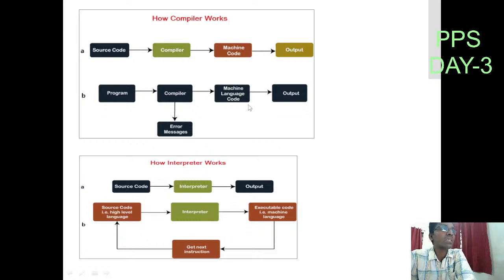So when comparing compiler and interpreter, the compiler takes less time for execution of the program, whereas the interpreter takes more time. Why? Because it executes line by line. That's why it takes more time.